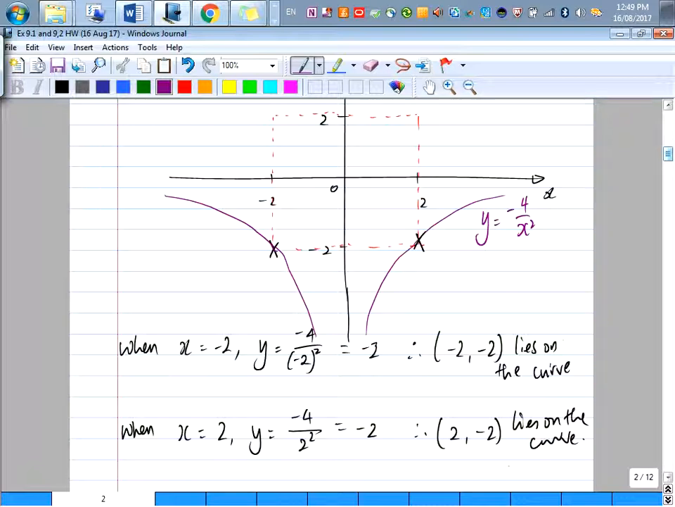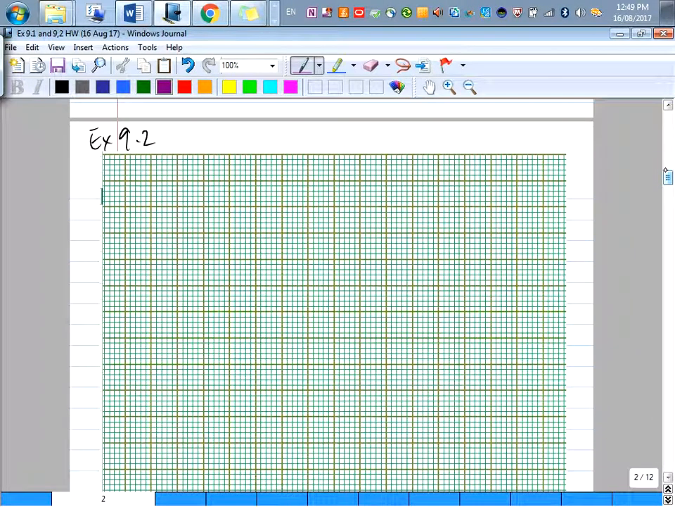Alright, so let us move on to 9.2 if there are no more questions. I want to go through question 1D. Question 1D, we are supposed to have the graph of y equals 3 minus 1 over x.